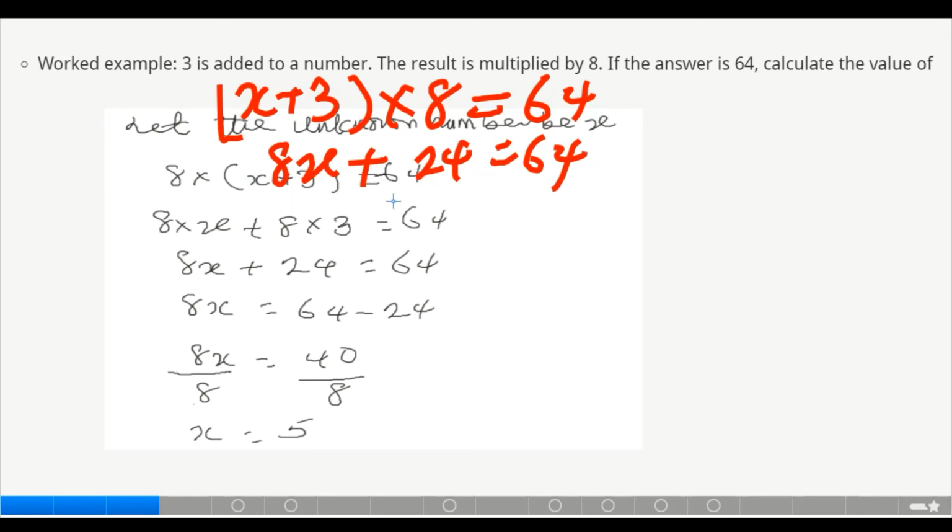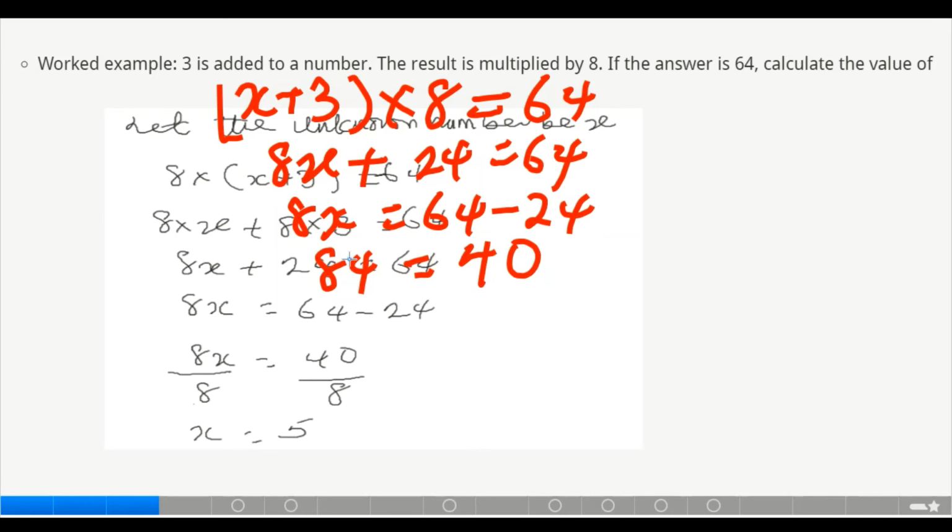So 24 is coming to the other side and it's changing to what? Minus 24. So we have 64 minus 24. Why is it changing to minus 24? Because of the equals to sign. So that's why it's changing to minus 24 from plus 24. So we have 8x equals. What is 64 minus 24? 64 minus 24 will give us what?